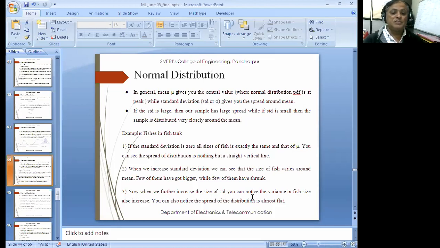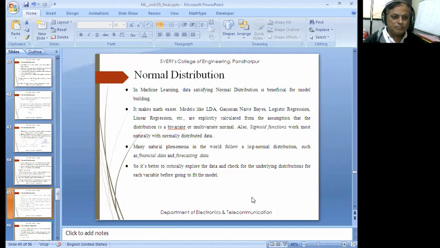You also notice that the spread of the distribution is almost flat. यानी कि उनका जो variance है, यानी कुछ फिश बड़े हैं, कुछ फिश छोटे हैं, तो इनमें जो वेरिएशंस है कि भाई थोड़े बहुत ज्यादा बड़े होना, छोटा होना, इनमें जो वेरिएंस है वो भी बढ़ जाएगा. So this is how the standard deviation exactly from 0, if it is increased little bit and if it's further increased, we can see the result with the help of this example.